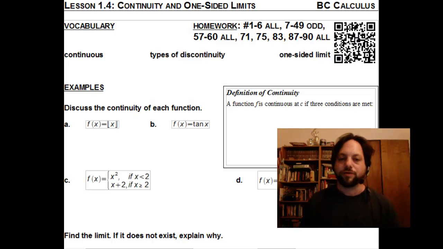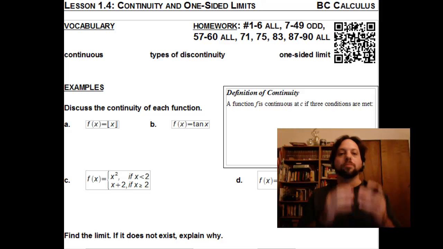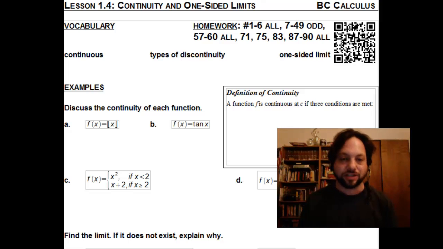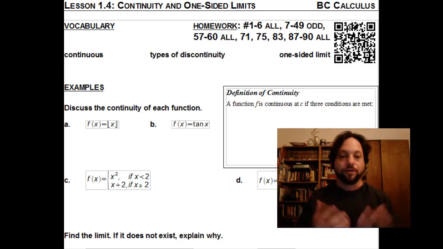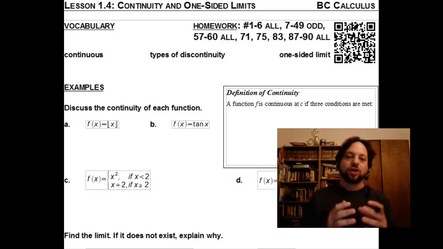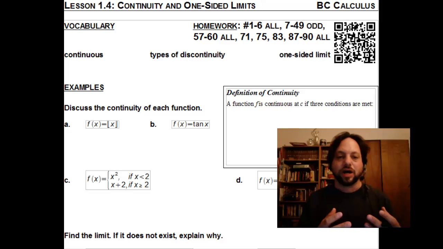In Lesson 1.4, Continuity and One-Sided Limits, we will explore more than a working definition of continuity. We'll actually look at a formal definition of this and also look at how a function can break its continuity or become discontinuous, if you will, I suppose.